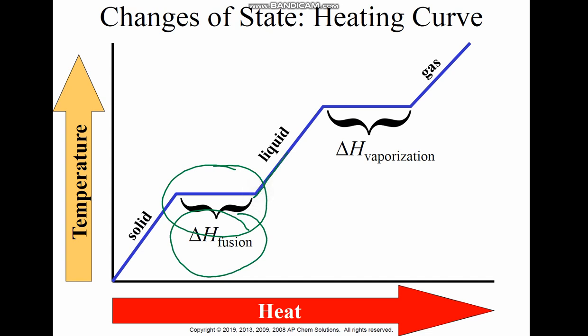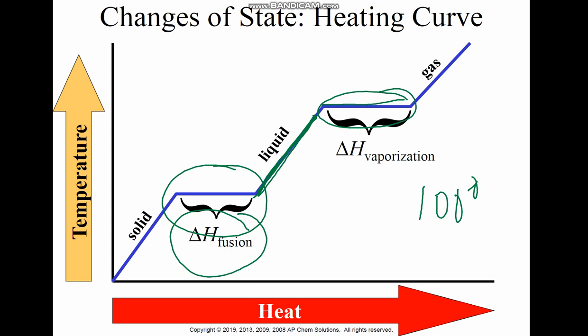Then it's going to continue to warm as a liquid until it reaches, for water, 100 degrees Celsius, and then it reaches its heat or enthalpy of vaporization. When it reaches its boiling point, it's going to stay the same temperature, that's right here, it's going to stay that same temperature until all of the liquid is vaporized.